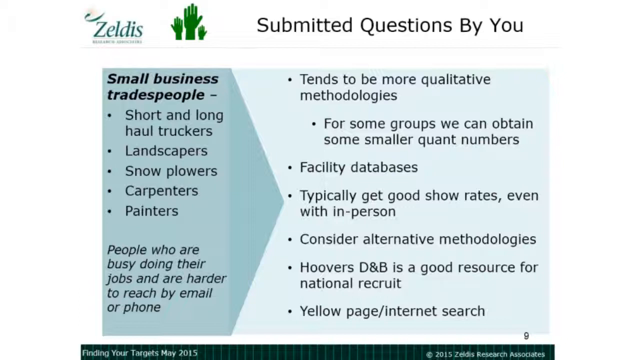I also think mobile technologies are going to become more popular with these folks. I think a lot of them, just by the nature of their business, have to have a smartphone with them at all times, if they have to call somebody to tell them they're late, or if they get a call from somebody else. So I think that's going to be an emerging type of methodology with these folks. We've also used, as I mentioned, facility databases, Hoovers, D&B, Yellow Pages, and internet search to reach them as well.